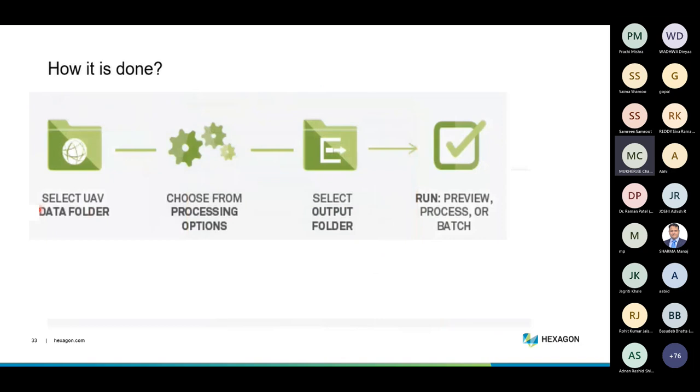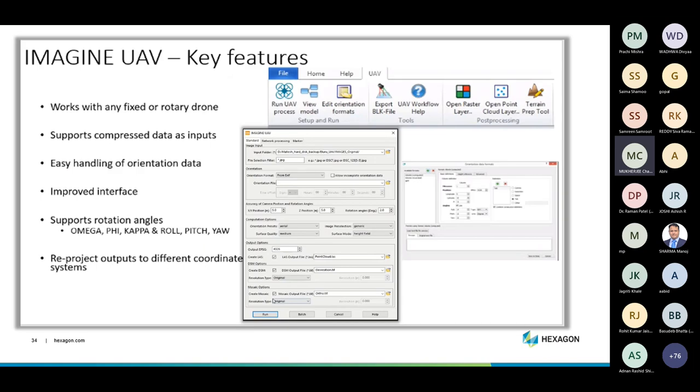Or the other way, it's done in a very simple way. How can it be done? You just select the data folder, then choose the processing option and select the output folder. Then you run the process and relax. You will get the preview process and batch processing as the output.